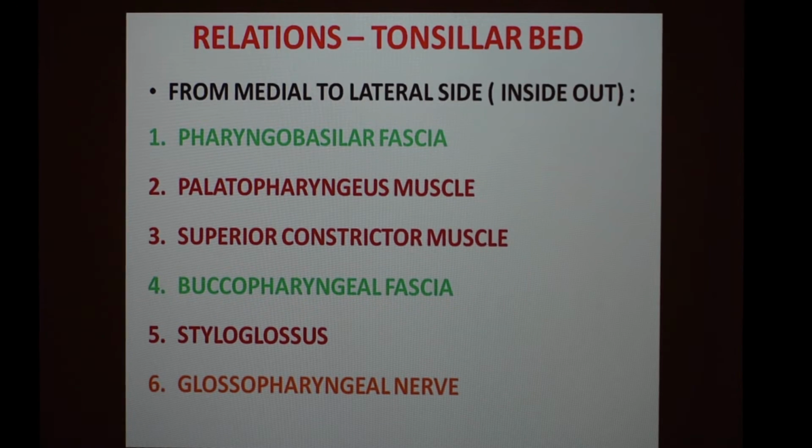Different books mention some variation in the number of structures in the tonsillar bed, but we can summarize all in this form: from medial to lateral, pharyngobasilar fascia, palatopharyngeus muscle, superior constrictor muscle, buccopharyngeal fascia, styloglossus and glossopharyngeal nerve. About these fascias and the various muscles, you will learn more in the lecture of the pharyngeal wall.